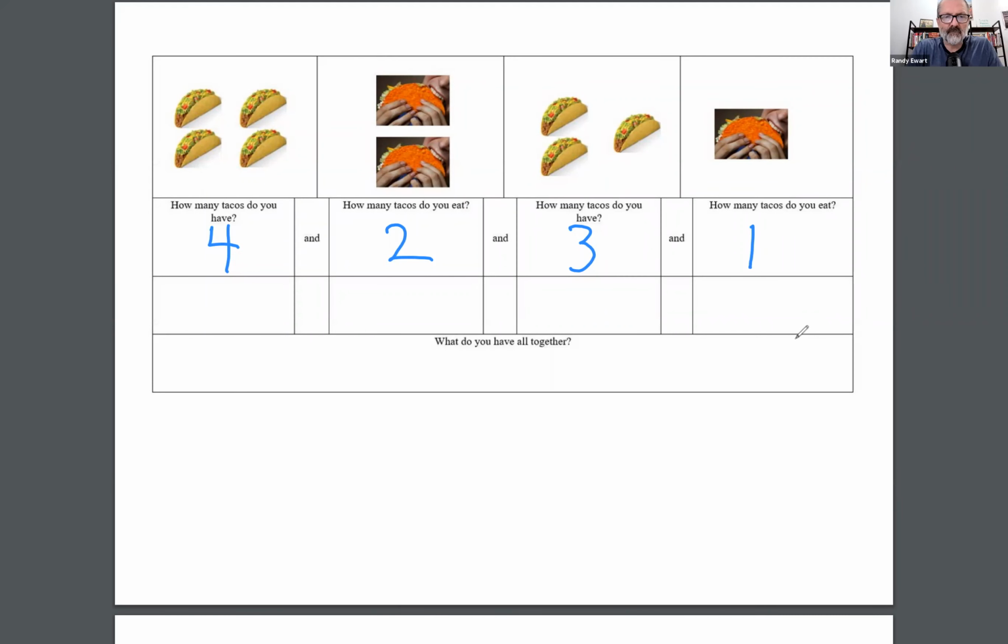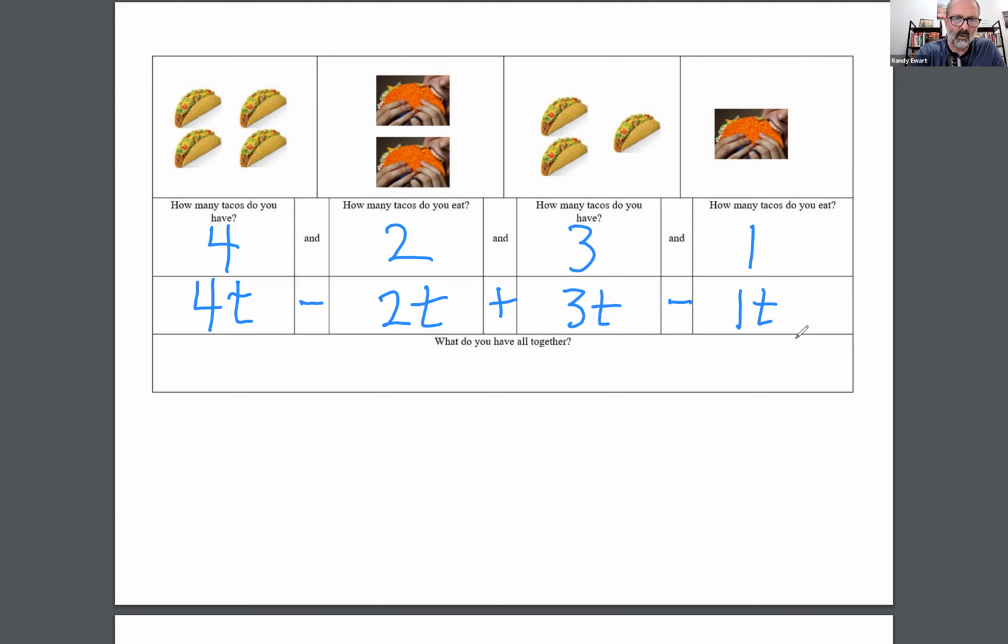So now we have 4 tacos, and then we ate 2, and then we got 3 more tacos, and then we ate 1 more. So let's write that as an algebraic expression. I have 4 tacos, and I ate 2. So I subtract 2 tacos. And I have 3 more tacos, so we add, and then you eat 1 more, so we're going to subtract that 1 last taco. These are all like terms, they're all tacos.